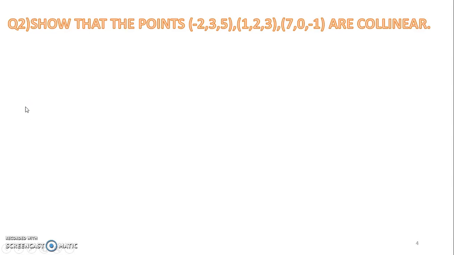Now see question number 2. Question number 2 says show that the points, these are collinear. So what are collinear points, students? When the points are lying in a straight line, they are called collinear points.